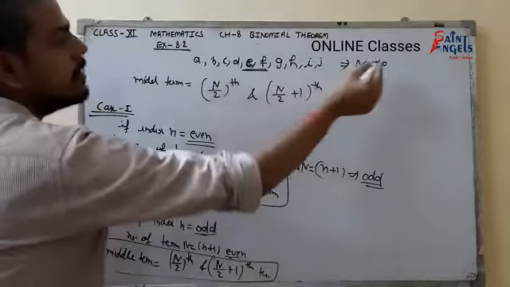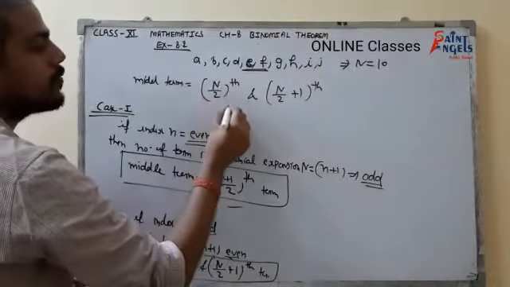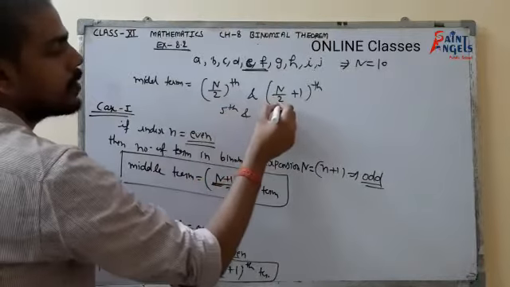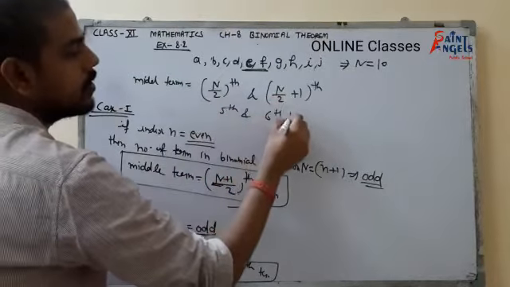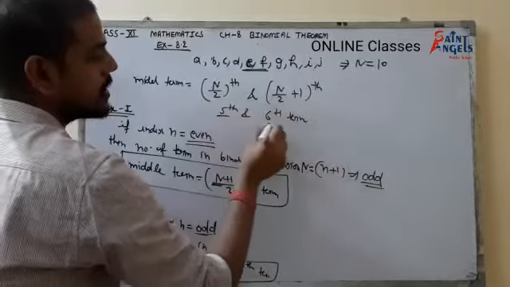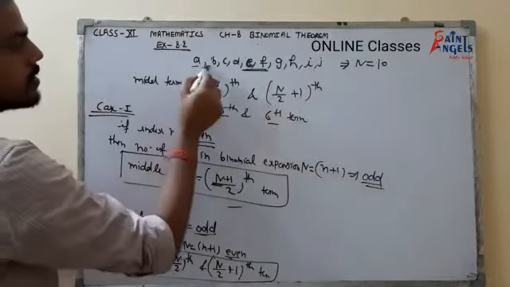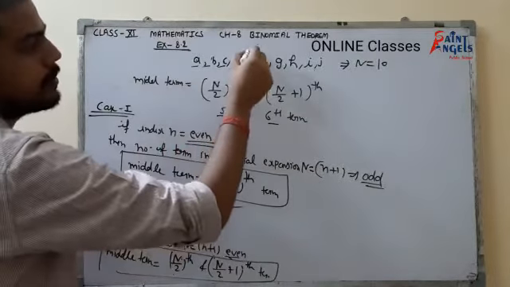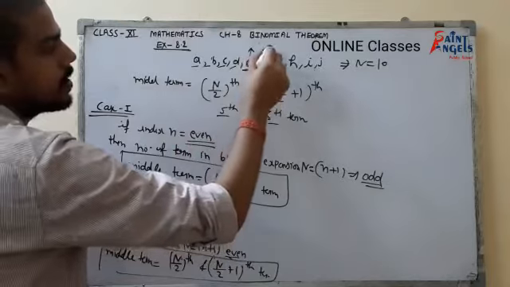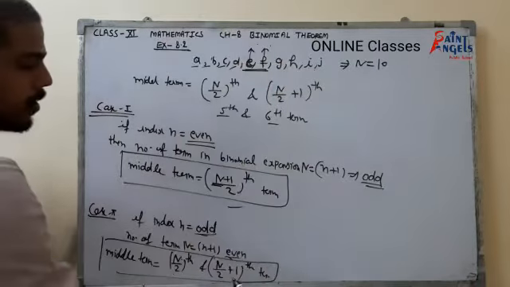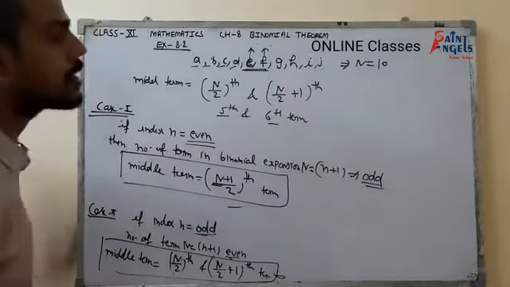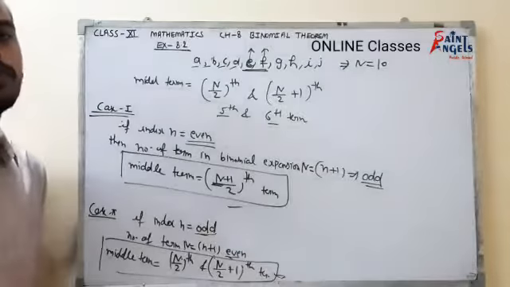Now N is 10, so 10 upon 2 is the 5th term, and N upon 2 plus 1 is the 6th term. So now check whether the 5th and 6th terms are the middle terms. First, second, third, fourth, yes, the 5th term is a middle term and the 6th term is a middle term. So that is how we have come to these formulas. I hope it's clear. Now pause the video and note it down.